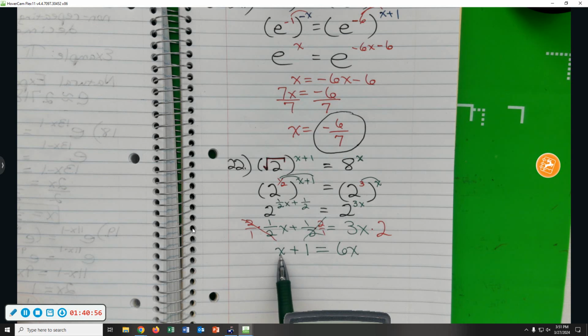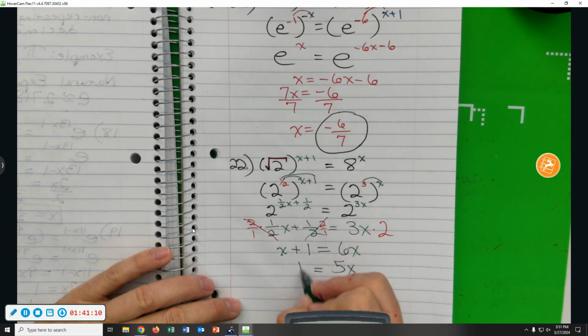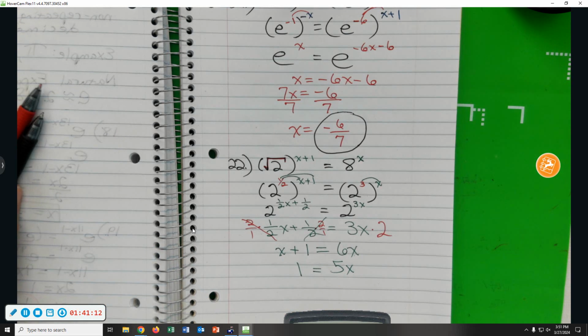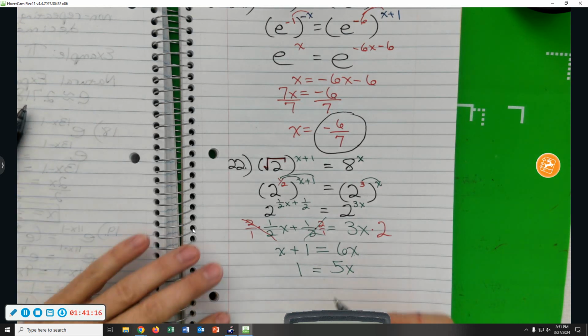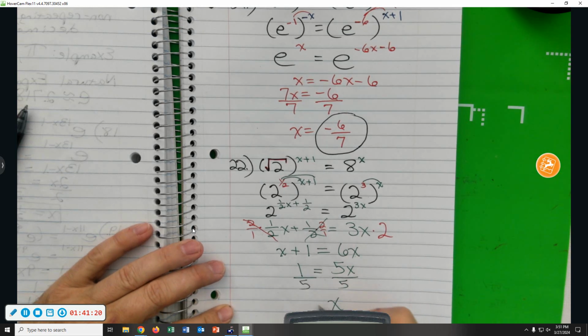Why don't we move this 1x to the right by doing what? Subtracting. 6x minus 1x gives me 5x equals 1. And then divide by 5 to give me x equals 1/5.